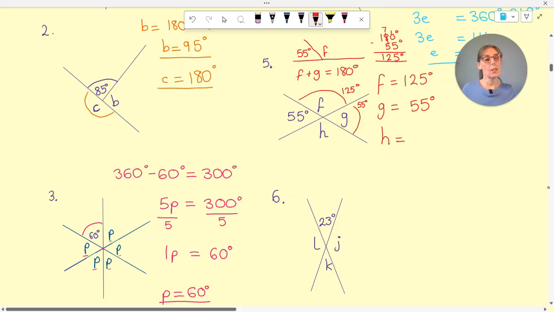What do you think H is going to be? Well, we've got 55 on this side. So H must be 125. And can you see that around a point, if you've got lines crossing each other, that's something we need to talk about more, or you'll talk more about it at high school. Can you see the opposite angles are equal? They're the same, aren't they?